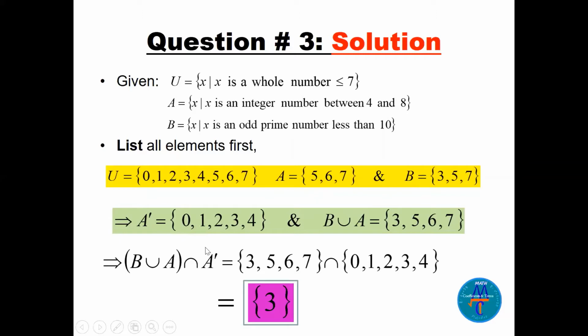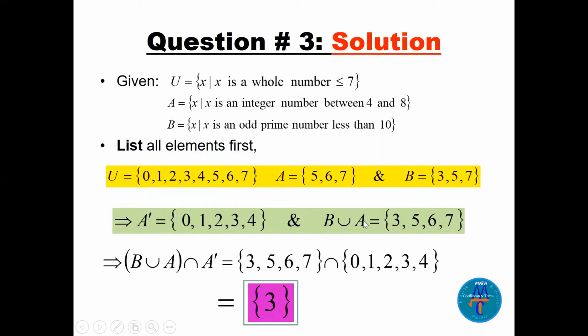Prime is after 1. A prime means all the elements in U not in A. So A prime is 0, 1, 2, 3, 4. Let's find B union A. So this is B and A. If you find the union, it's 3, 5, 6, and 7.